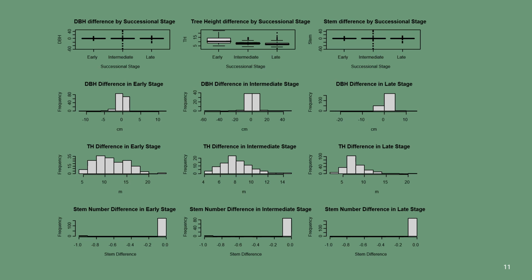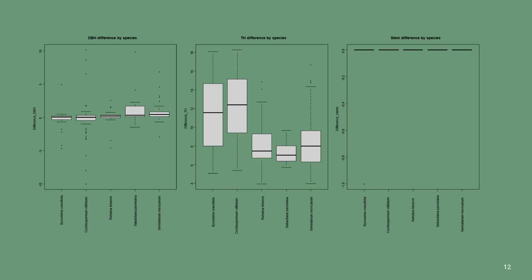So something very interesting here is for tree height in the box plot, you can see that the early IQR is greater than the intermediate or late. And you can also see the presence of outliers in the tree height difference for the early stage and the late stage, but not for the intermediate stage. And here are the box plots looking at the tree metrics for the 5 most common species in our plots.